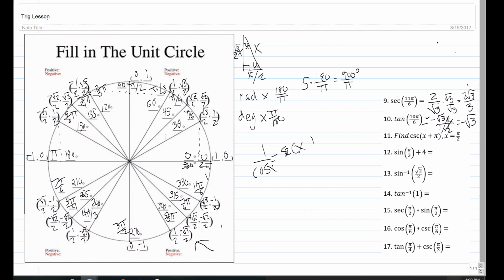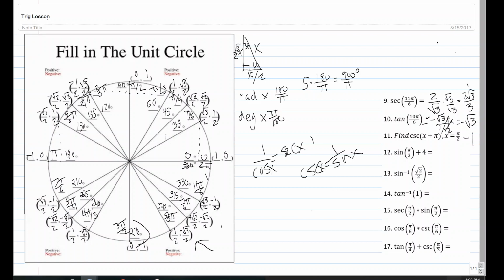Alright, next. This is just saying find cosecant of 3 pi over 2, because that's what pi plus pi over 2 is. So I go to 3 pi over 2, I look at my cosine, it's 0. Or, whoops, cosecant. So cosecant is 1 over sine. So I'm doing 1 over my sine at this spot down here, and 1 over negative 1 is negative 1.